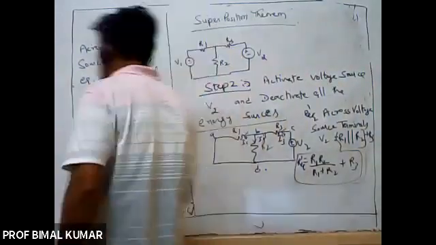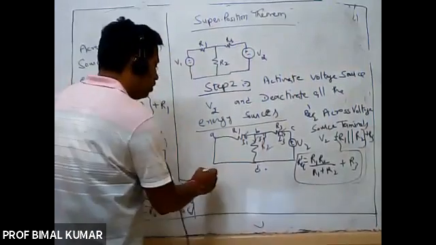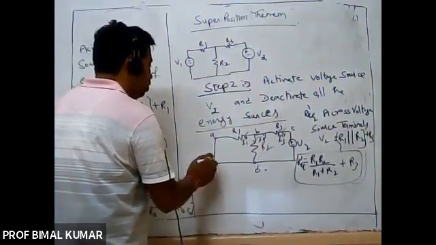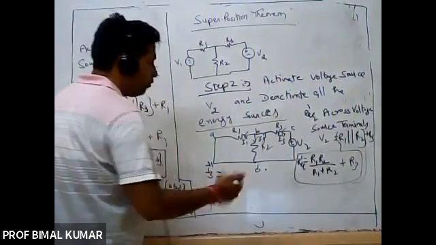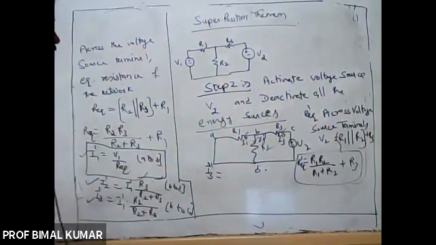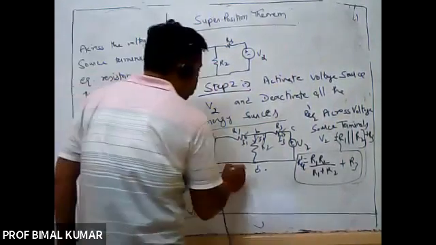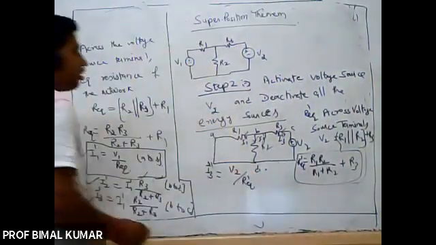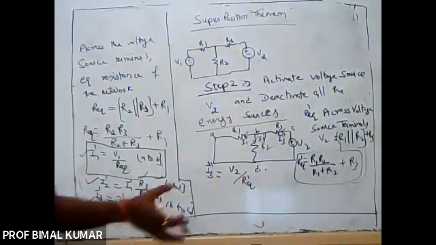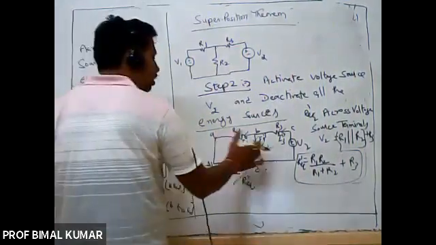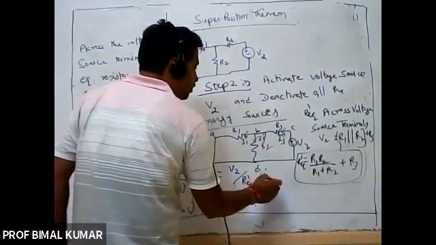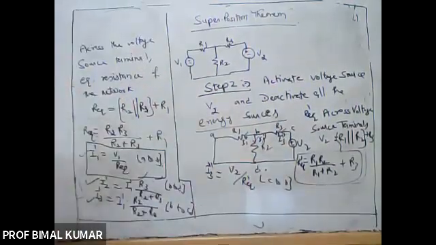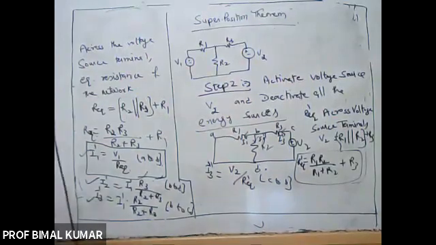Now I3 double dash, that will be due to voltage source V2, that is equal to V2 upon R equivalent dash, right? And I2 double dash and I1 double dash, this direction will be from C to B. Here the direction will be from C to B because here V2 will be supplying the voltage.